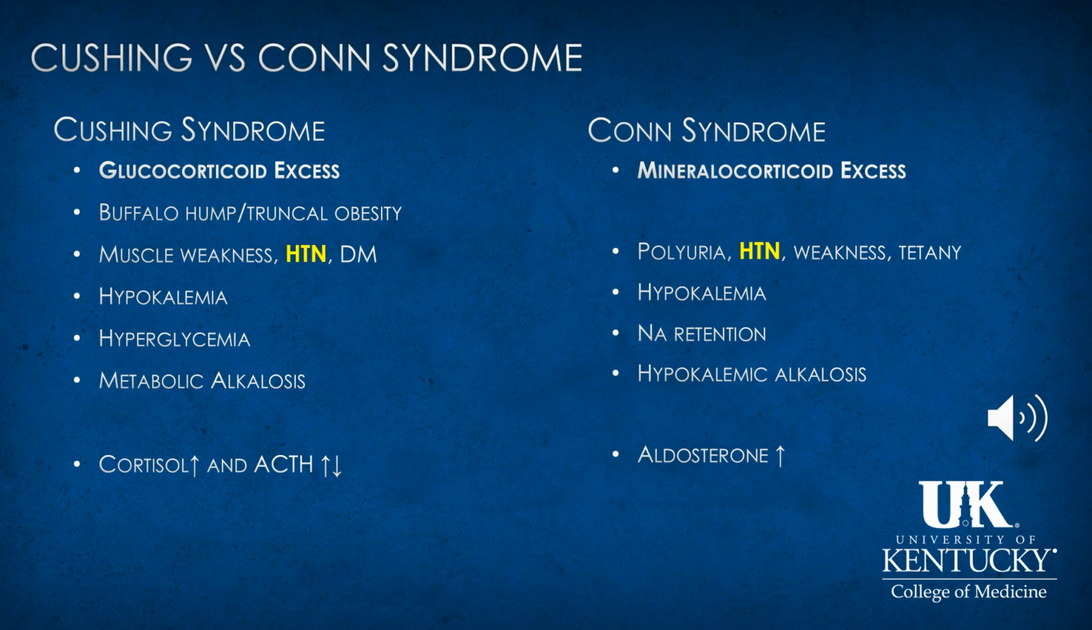In Conn syndrome, here you have a mineralocorticoid excess. No morphology changes, but this patient will report polyuria, hypertension, weakness, and tetany due to the electrolyte imbalance. We have hypokalemia, hypomagnesemia, and sodium is retained. Again, here you have an overproduction of aldosterone. So your sodium will be retained, potassium will be excreted. They have a hypokalemic alkalosis. In the laboratory, you will find an elevated aldosterone level.